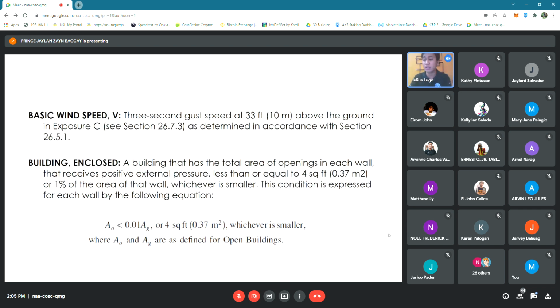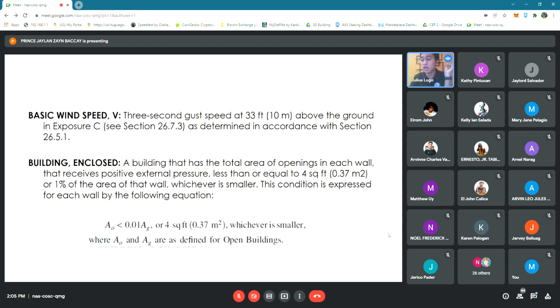What do we mean when we say open building? Mga ganun. So, a certain percentage of the building is actually open. It depends on the number or the area of the windows. Mga ganyan, guys. So, yun yung ating mga definitions. Okay? So, meron tayo dyan, basic wind speed. Ano ba tong basic wind speed na to? Mga ganyan. And then building and closed building. Ganyan. So, it's up to you to read that one later on.